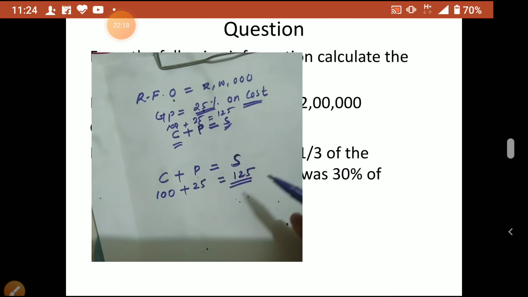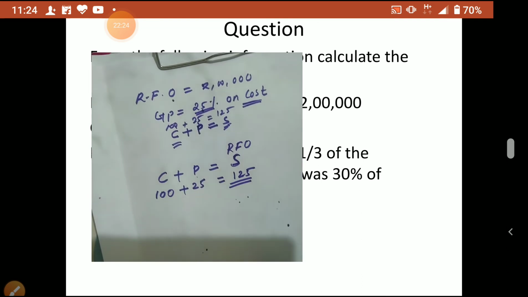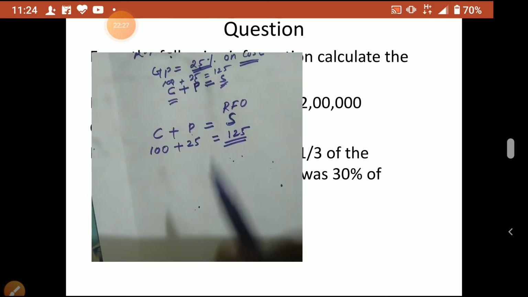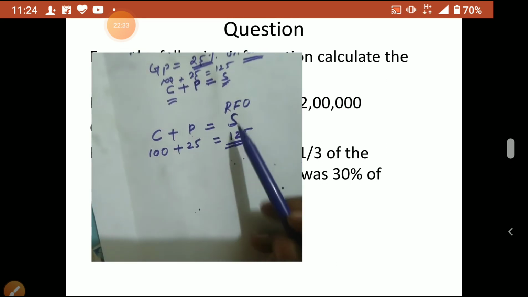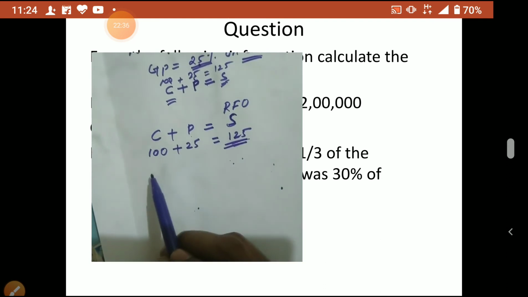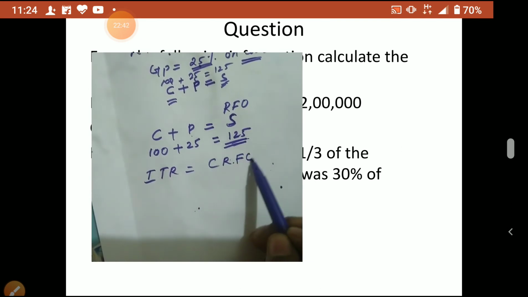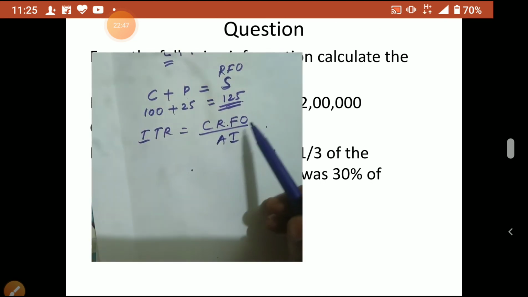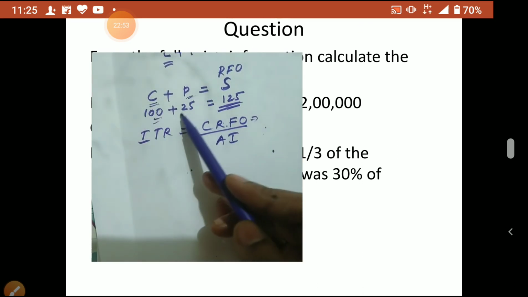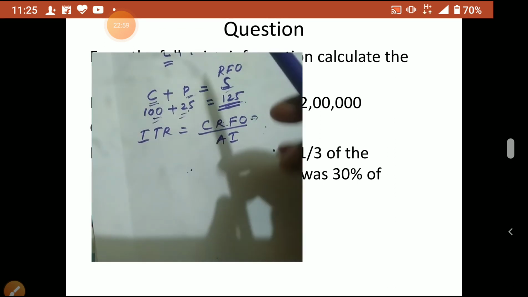So this S we know. S means RFO. Remember, sales is only known as RFO. RFO is given as 2 lakhs, so 2 lakh represents 125. What do we need in the equation? Inventory turnover ratio equation is CRFO, cost of revenue from operation, divided by average inventory. Here C represents 100, P represents 25, S represents 125.